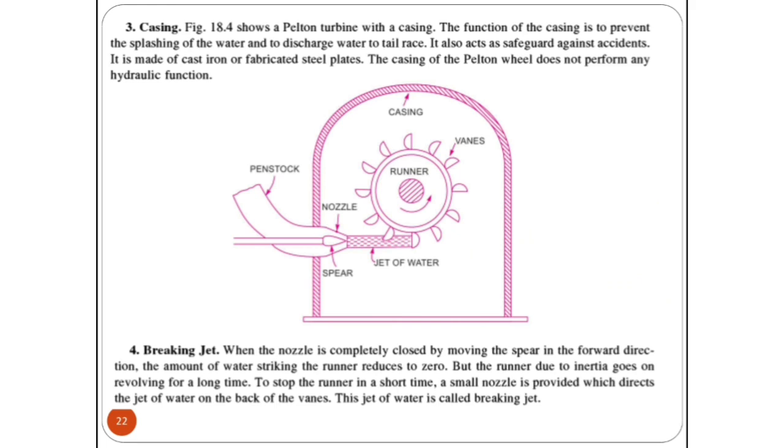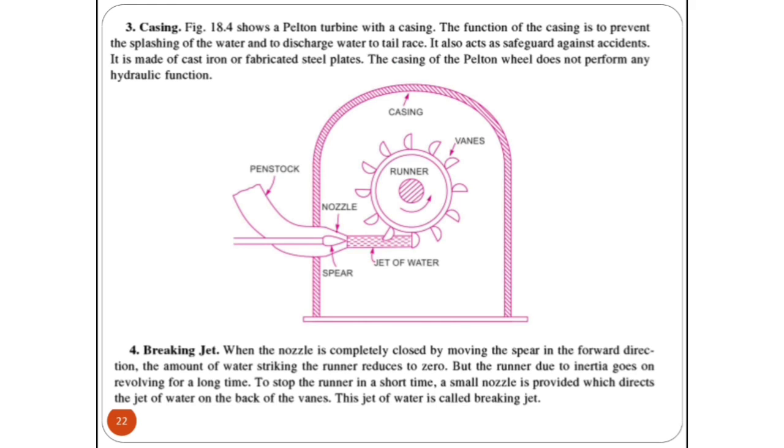So let us go with the third one, that is the casing. Here you can see that this cover, or the casing, is provided in order to prevent the splashing of water and to discharge water to the tail race. So it acts as a safeguard against accidents. It is made up of cast iron or fabricated steel plates. The casing of a Pelton wheel does not perform any hydraulic function, so it does not get involved in any hydraulic function.